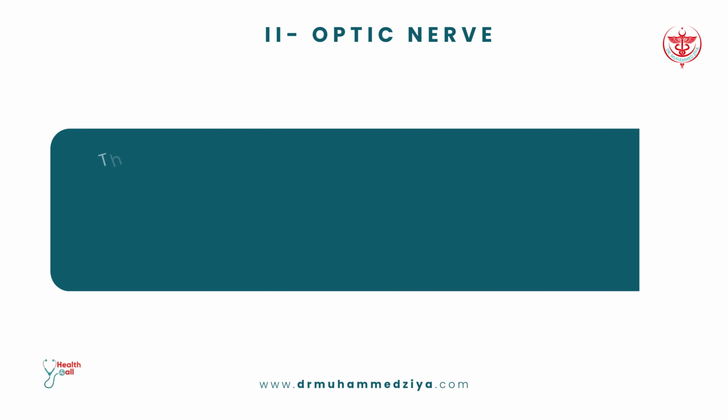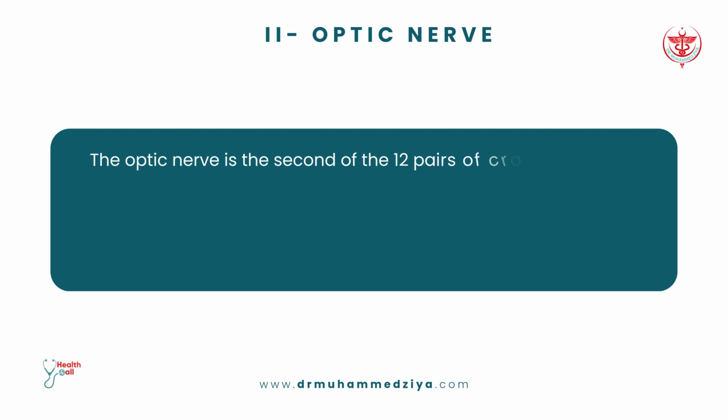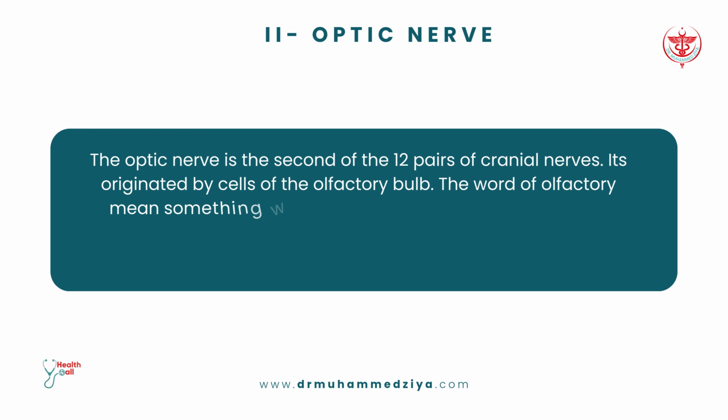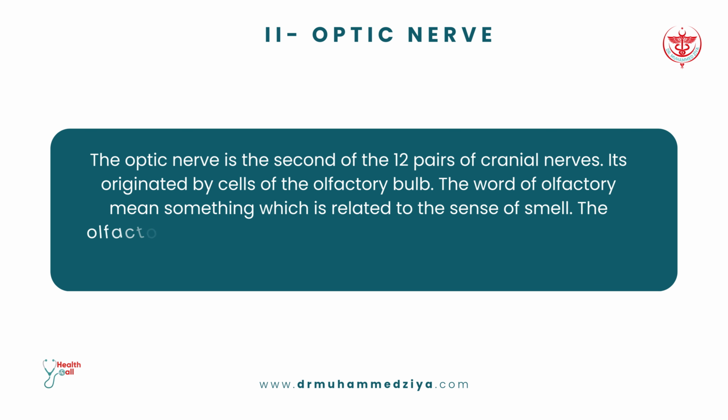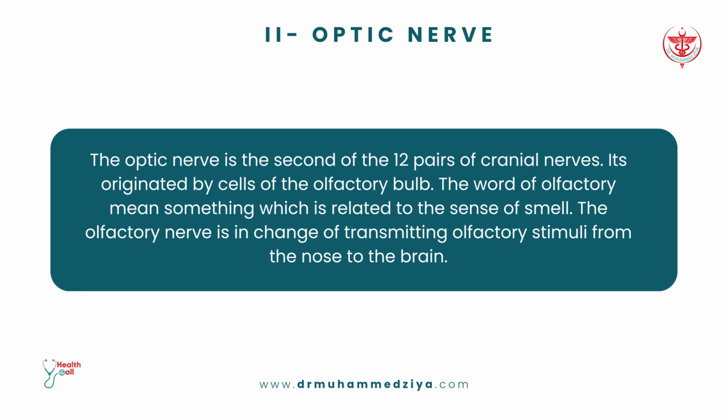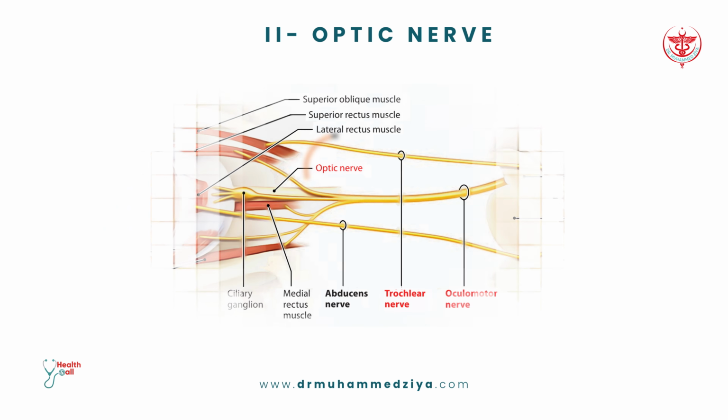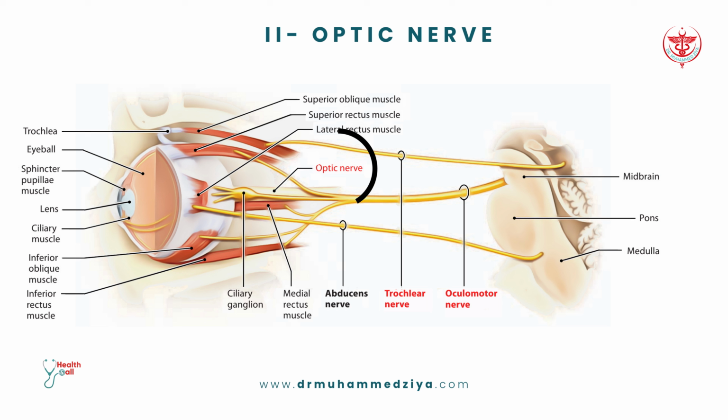2. Optic nerve. The optic nerve is the second of the 12 pairs of cranial nerves which emerge in the diencephalon. It is made of axons from the ganglion cells of the retina that take the information of the photoreceptors to the brain. Later, this information is integrated and interpreted by the brain.